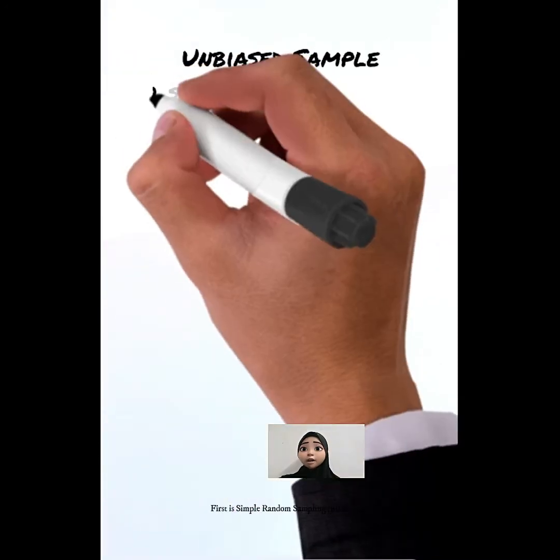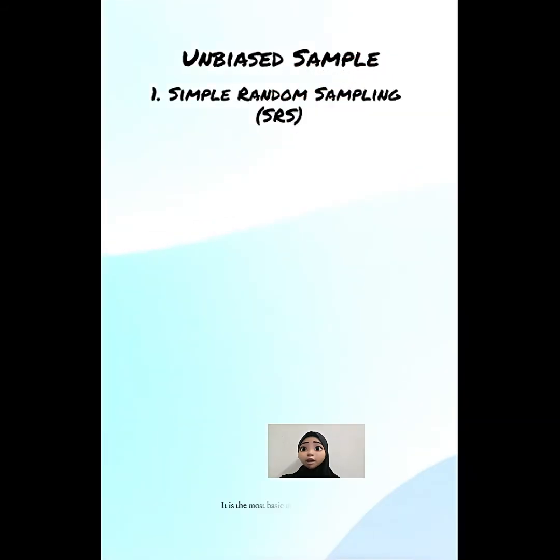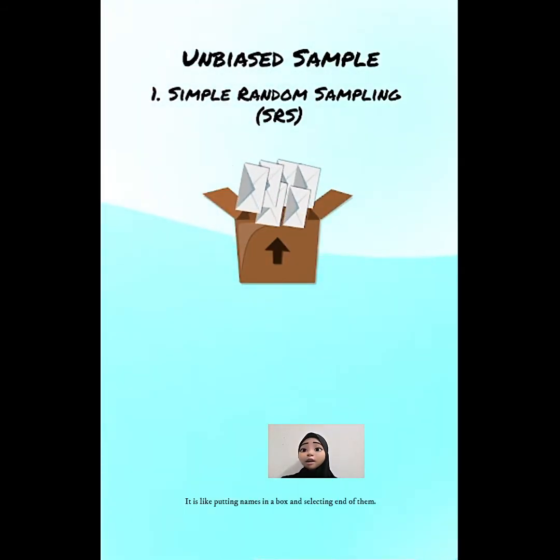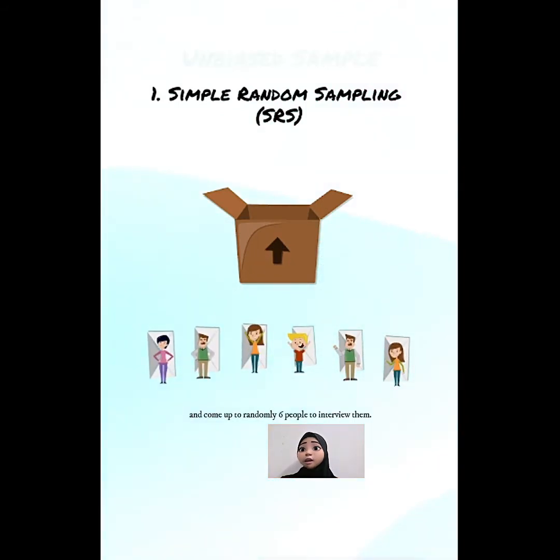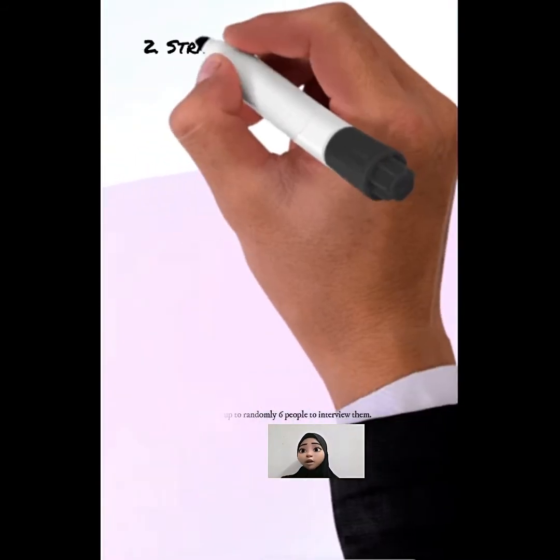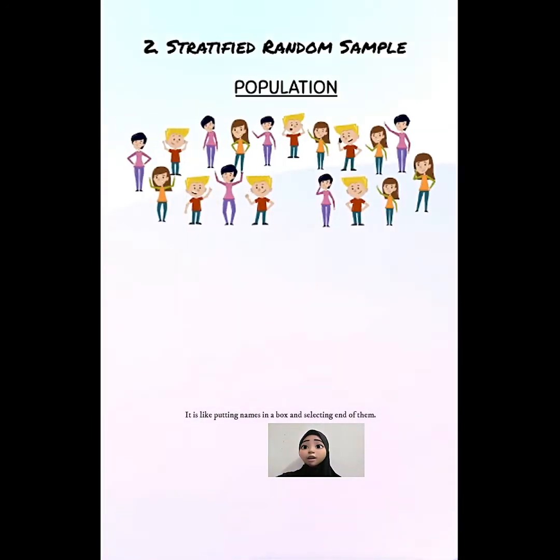First is simple random sampling, also known as SRS. It is the most basic method in unbiased sampling. A simple random sample is a subset of a statistical population in which each member of the subset has an equal probability of being chosen. It is like putting names in a box and selecting n of them. If we wanted a sample size of 6, we will select 6 papers and randomly come up with 6 people to interview.